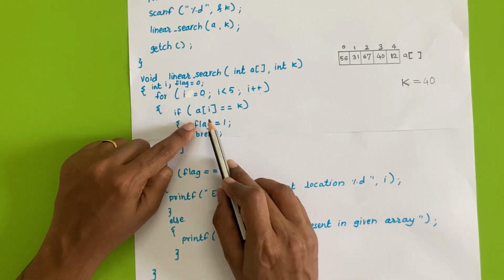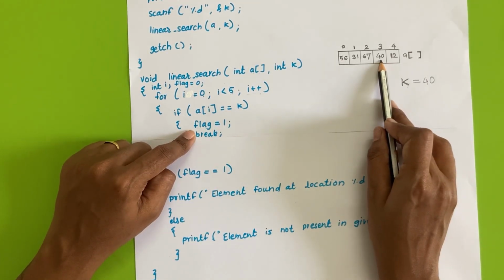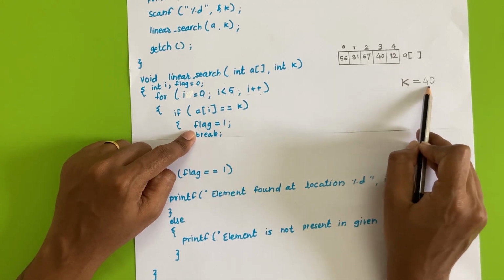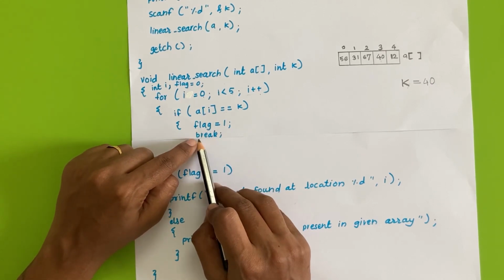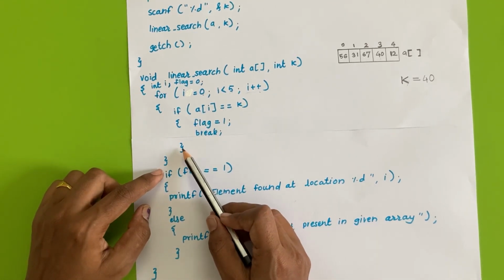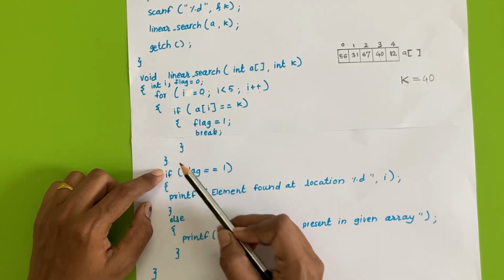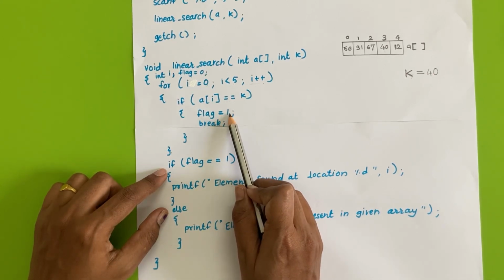So it will move inside this if condition, because the value of A of 3 is 40 and K is also 40. So now it will change the value of flag from 0 to 1 and it breaks the current loop. Okay, so now it will come out of this for loop. The value of flag is now changed to 1.